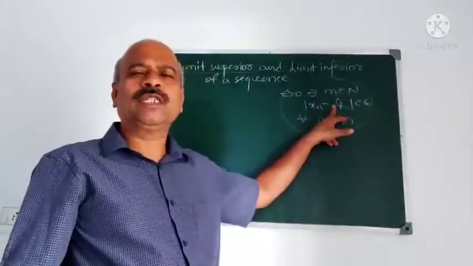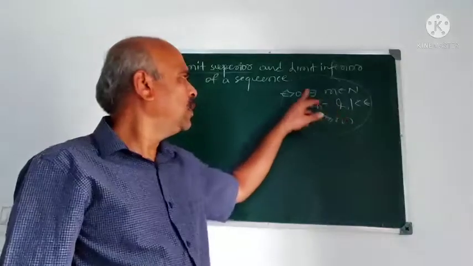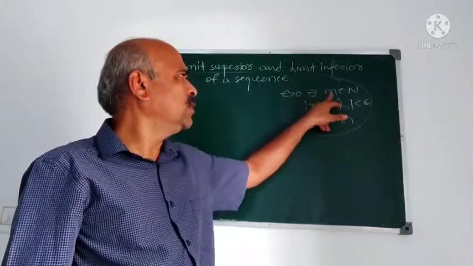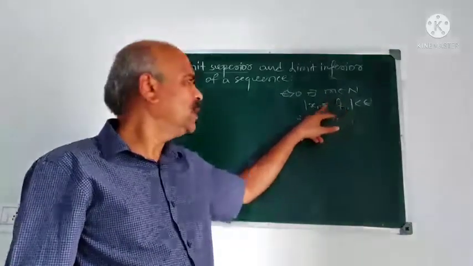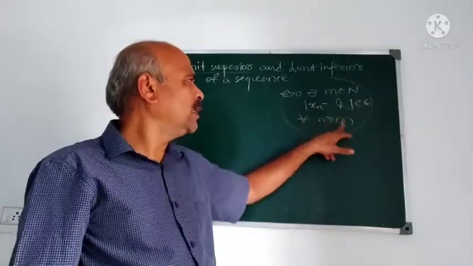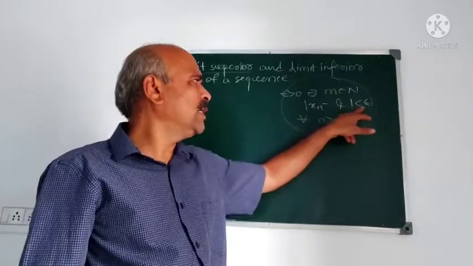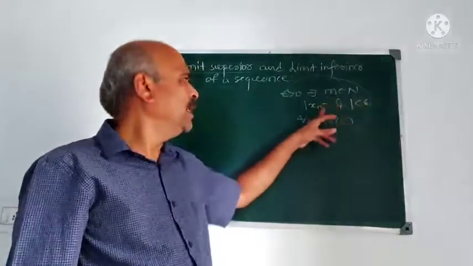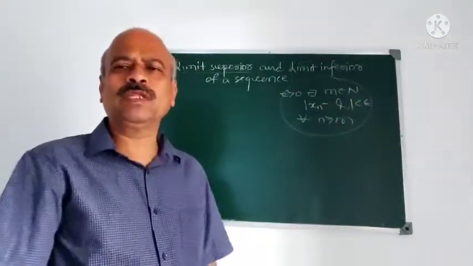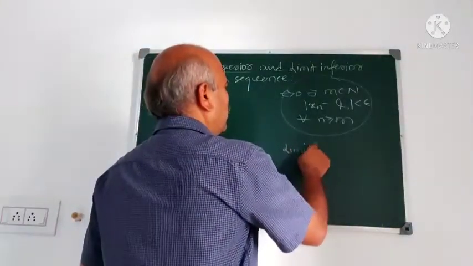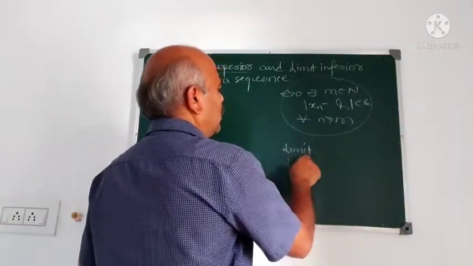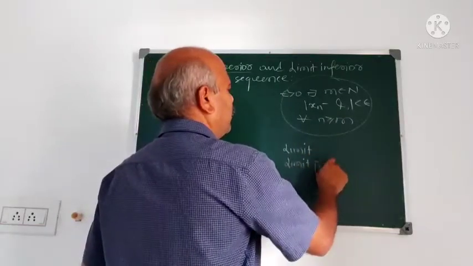Say I have defined limit of a sequence like this. When do you say that sequence xn converges? If for epsilon greater than 0, we can find a positive integer m, however large it is, such that for all n greater than or equal to m, mod xn minus L is less than epsilon, then we write L is limit of the sequence.